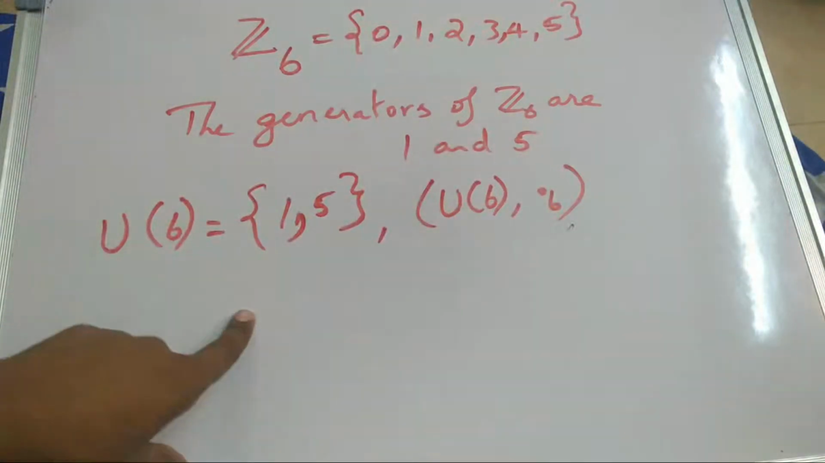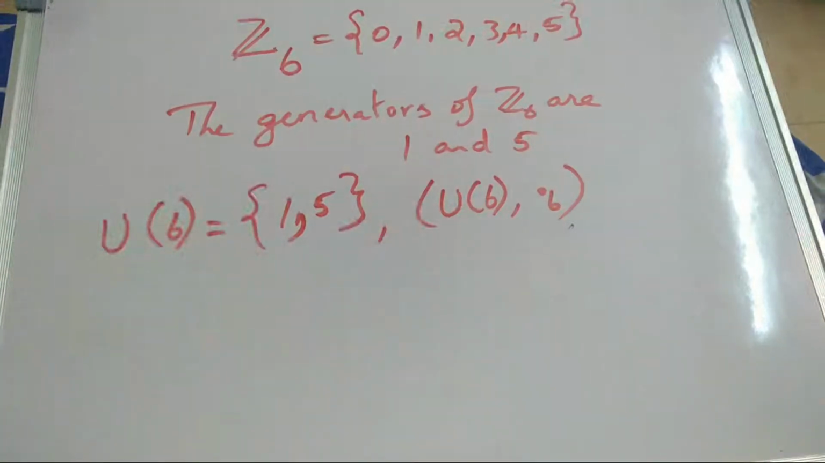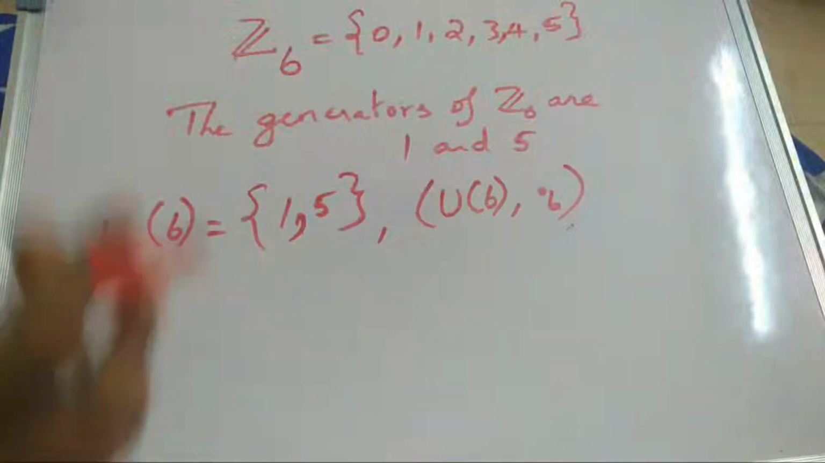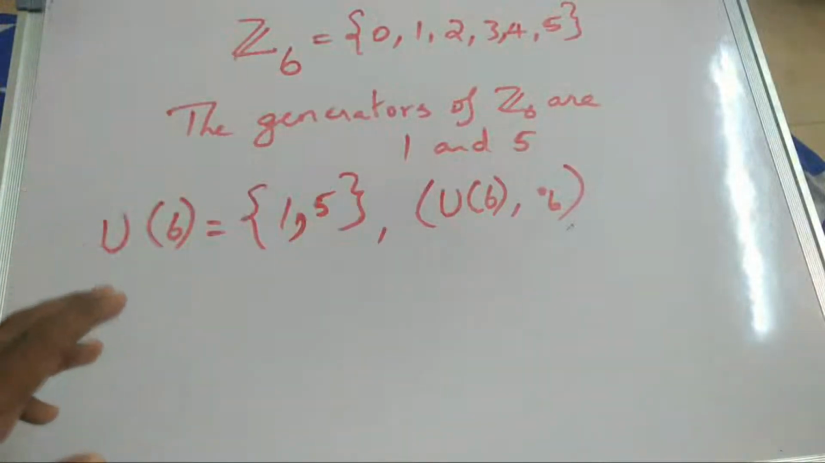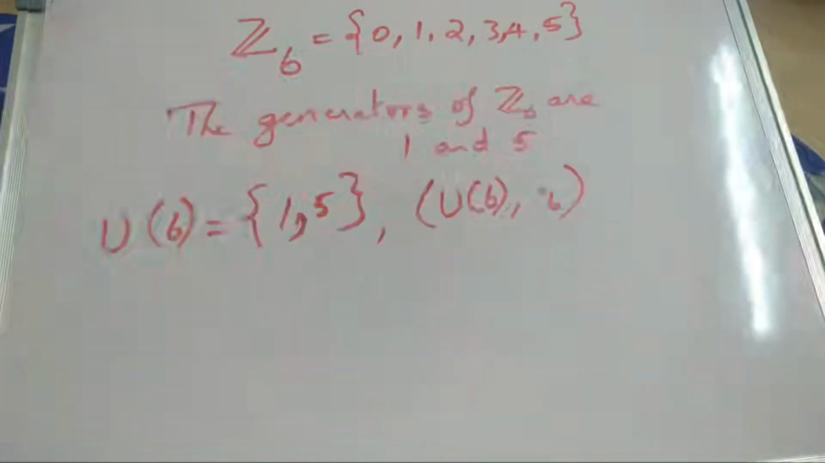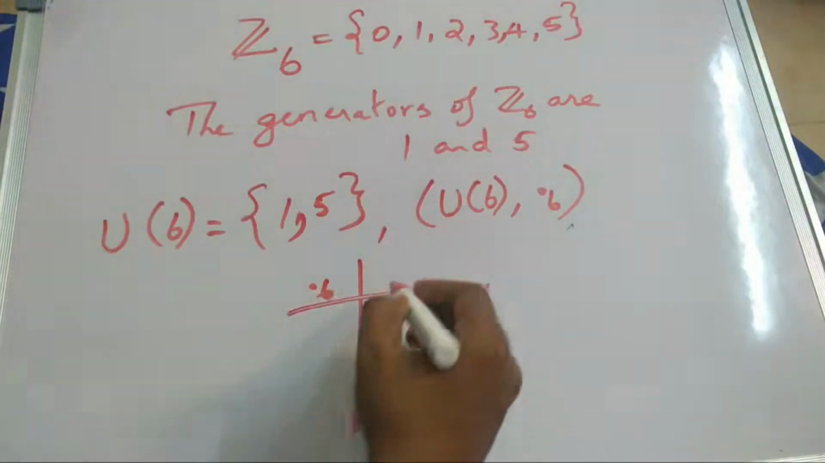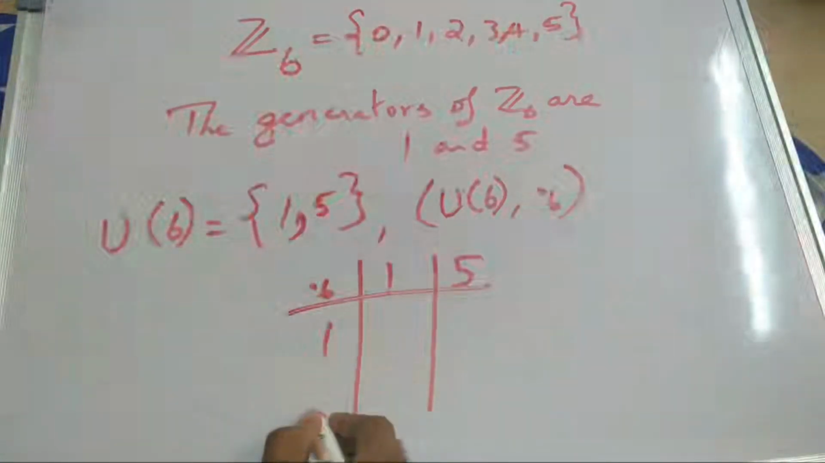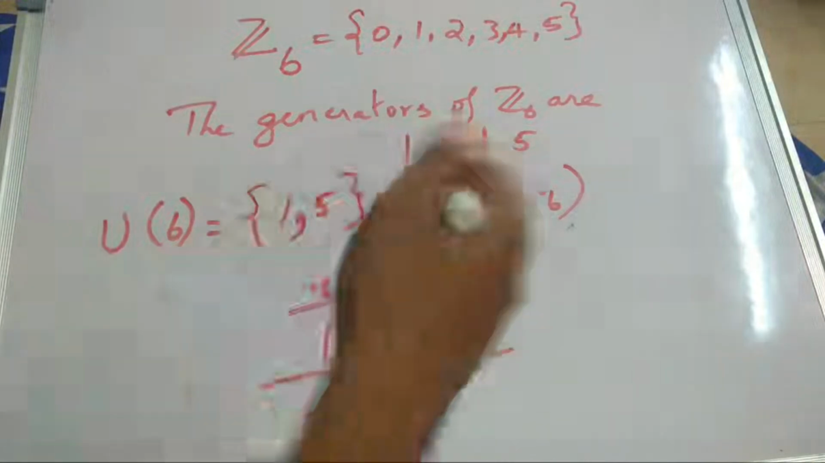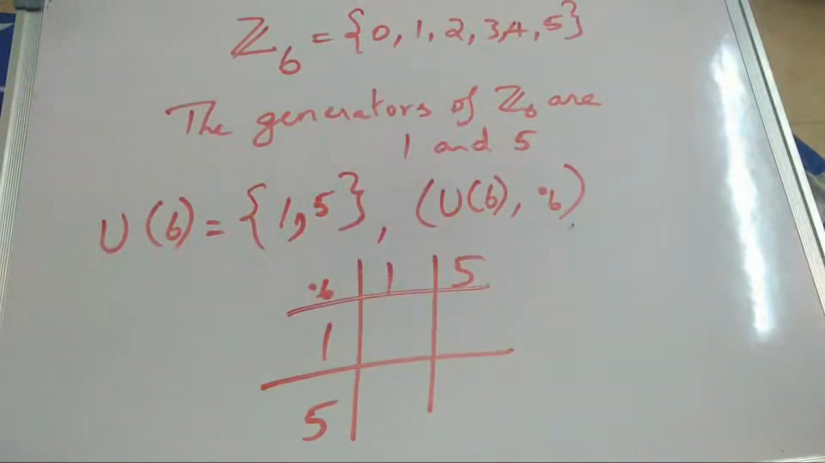That is, this set {1, 5} under multiplication modulo 6 will form a group. We are not going to check each property because it has just 2 elements. So we go to the classic method of having our Cayley's table. Cayley's table is a table where we write all possible operations between any 2 elements. Fine. So this is multiplication modulo 6. We have only 2 elements, 1 and 5.